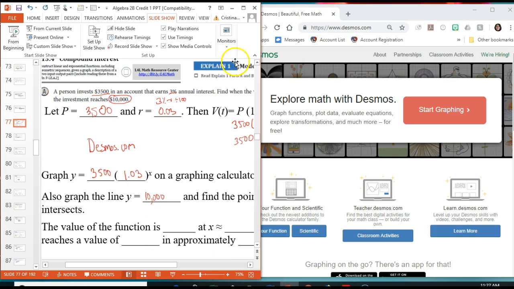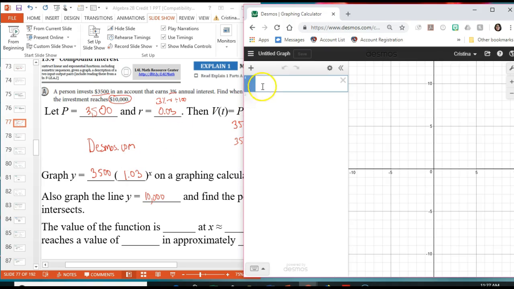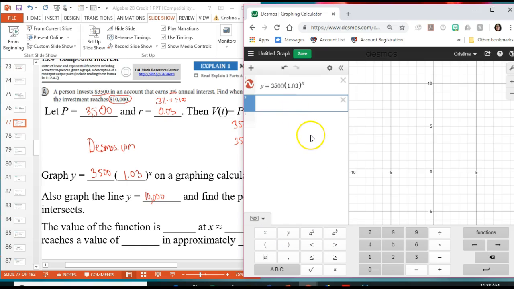Alright, and welcome back. Today we're going to be graphing. So let's go ahead and open up Desmos. We're going to press the Start Graphing key, and we're going to type in our equation y equals 3,500 parentheses 1.03 parentheses exponent key. So again, there's that keypad that we can use to the x power, and then y equals 10,000 because that's the desired amount.